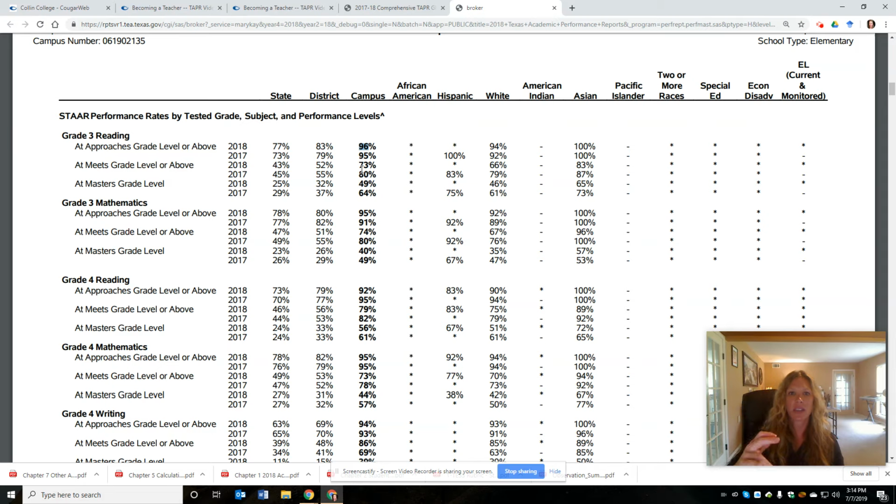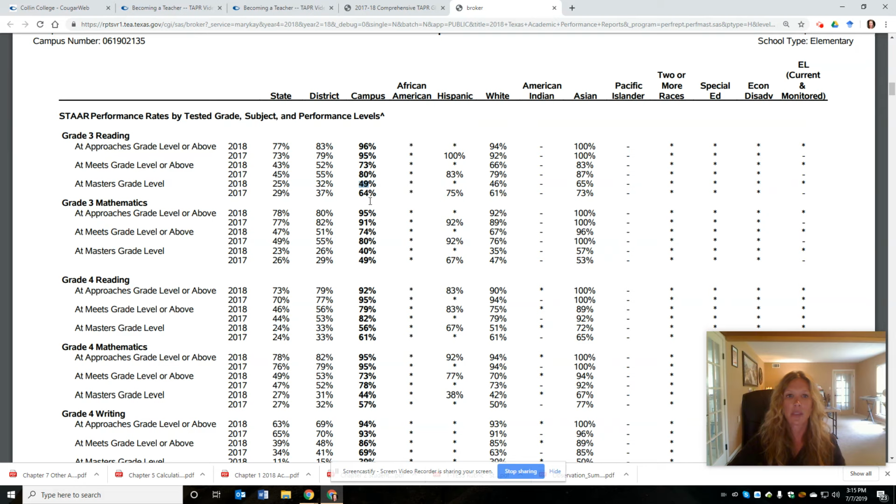So what that tells us is about 20% of the students just had approaches grade level, which means that they kind of barely passed. 73% was meets or above, and we have 49% who actually mastered it, which is the highest level you can get. And that's a really high number. And so it's going to report that out for each grade level and each test taken.